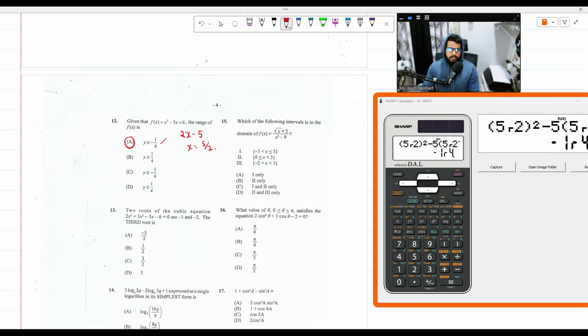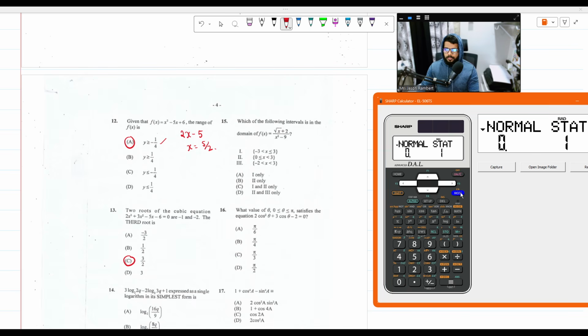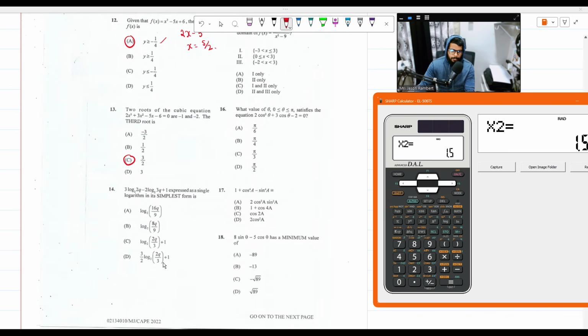So two roots of the cubic are this. The third root, I believe we would have solved this on the calculator to get 3 over 2, which is 1.5. So we move 2, 3, 2, 3, minus 5, and minus 6, solving: minus 2, 1.5, which is 3 on 2.